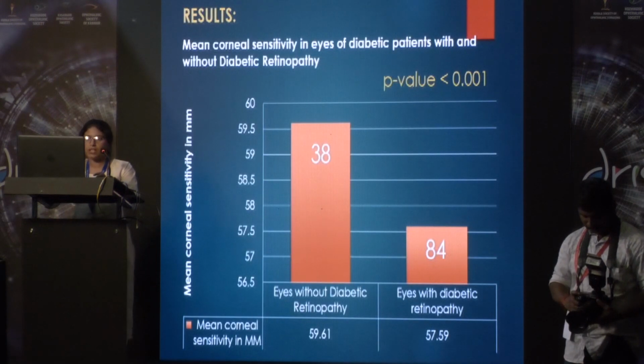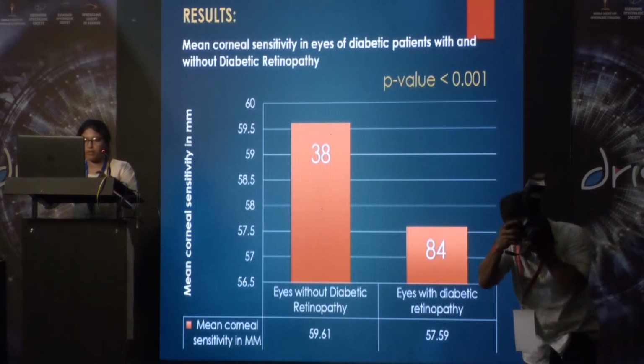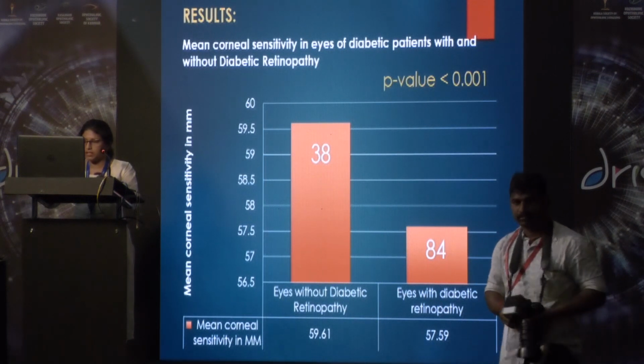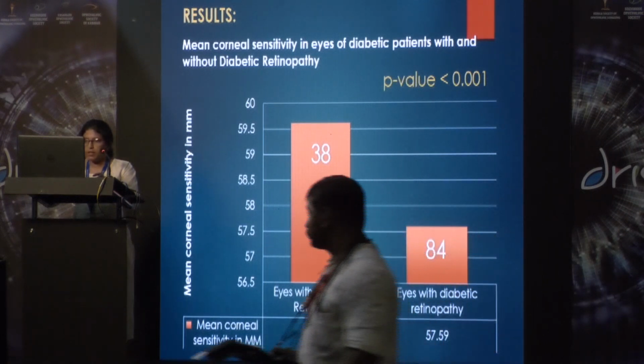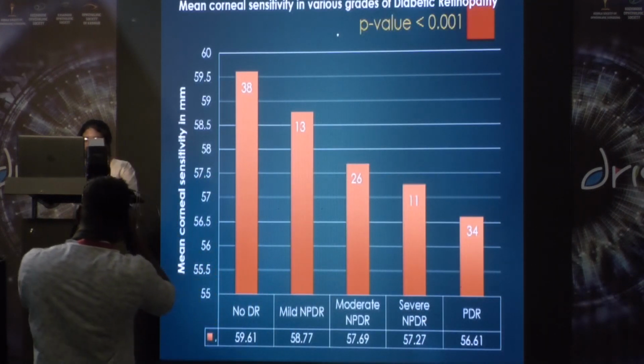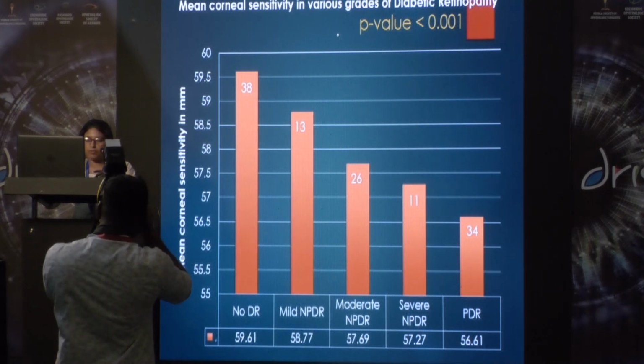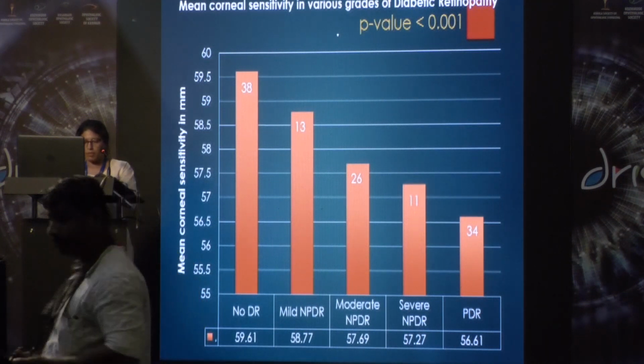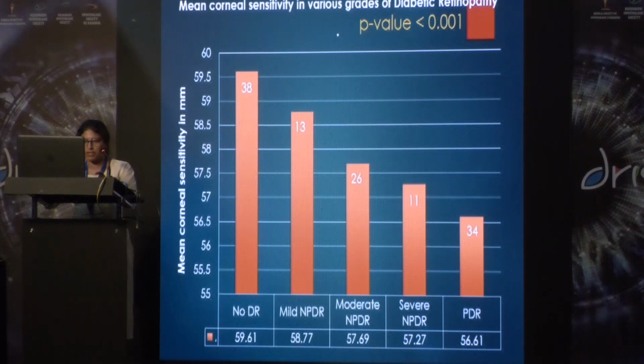The results I obtained were that the mean corneal sensitivity in patients without diabetic retinopathy was 59.61, and those with diabetic retinopathy was 57.59, and there was a statistically significant difference. As for the mean value of corneal sensitivity in various grades of diabetic retinopathy, out of the 38 with no DR, it was 59.61. In mild, the measurement was 58.77. In moderate, it was 57.69. In severe, it was 57.27, and in PDR, it was 56.61. So there was a decrease in corneal sensitivity as the grade of diabetic retinopathy increases.